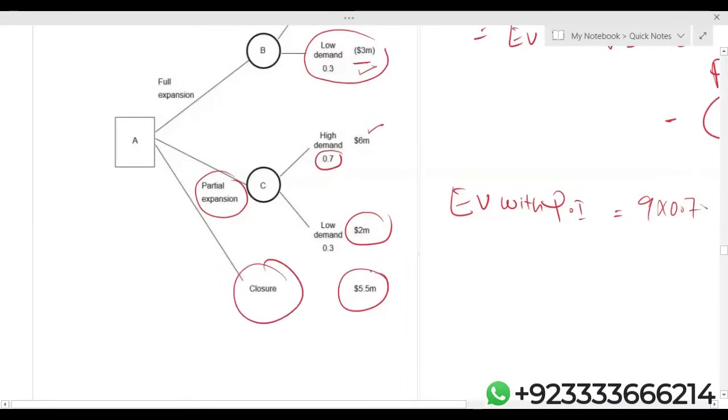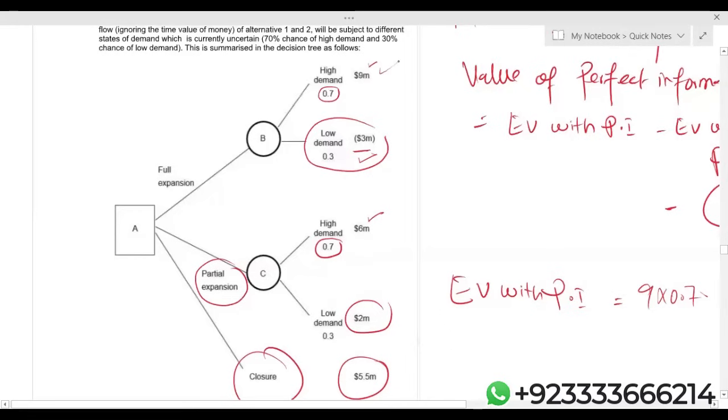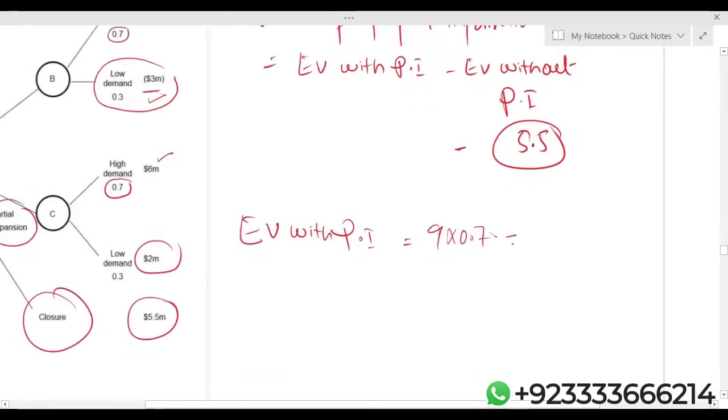Why? Because if I go for closure, I'll be generating more. In case of high demand, I will not go for closure, because in case of high demand, full expansion gives me 9 million, which is of course more than what closure gives me. But in case of low demand, it's obviously not a wise decision to go for full expansion or even for partial expansion. If you know that demand is low, then you should go for closure. So plus 5.5 into 30%. If we know that demand is going to be low, then I'll go for closure.